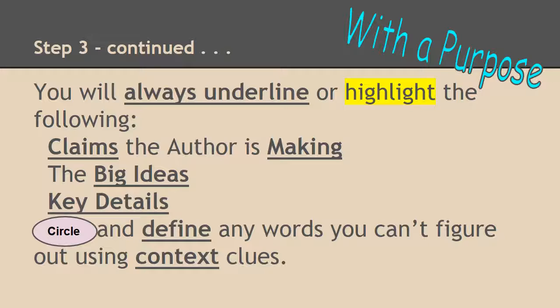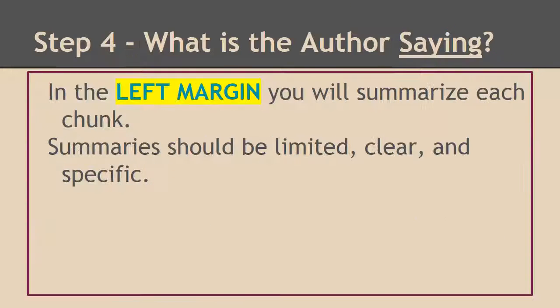Whenever you highlight or underline, always highlight the following. Highlight any claims that the author is making. Highlight any big ideas and any key details. And if there are any words which you can't figure out using context clues, then circle them so that you can come back to them later and identify what they mean.